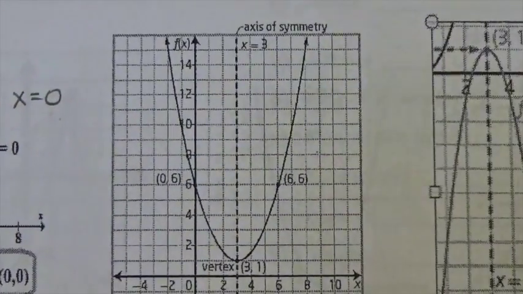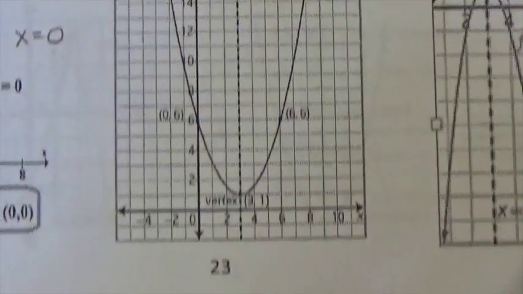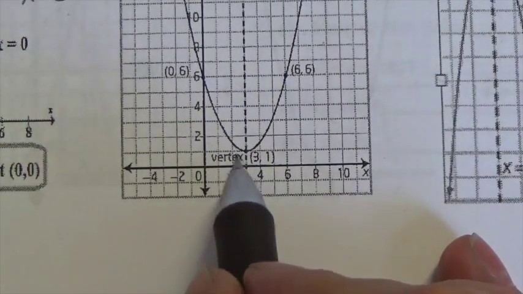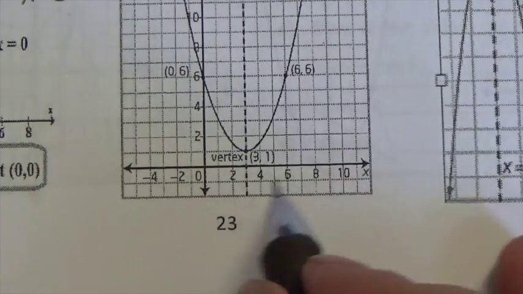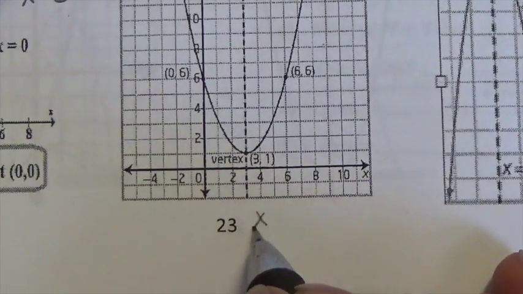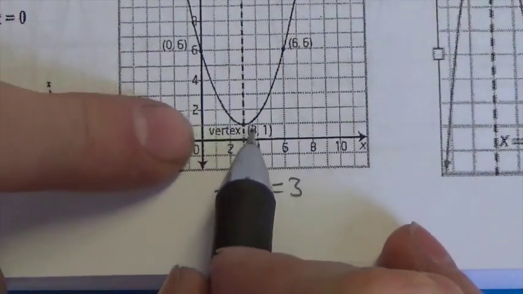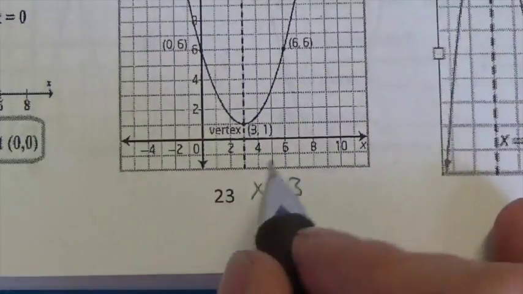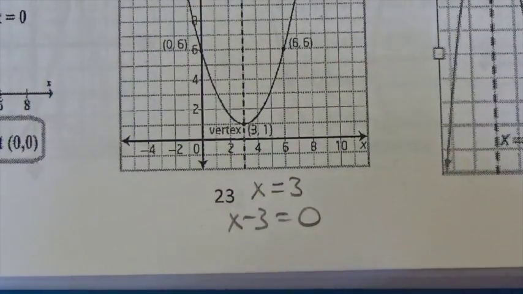Over here, I haven't really given you the equation of the parabola in this case, but you can see the vertex right here. The vertex is the point 3, 1. So I start here 1, 2, 3, go up 1. And so my axis of symmetry is going to be the equation x equals 3. Okay, x is going to be equal to the x coordinate of the vertex, or if you wanted to look all fancy there, x minus 3 is equal to 0.